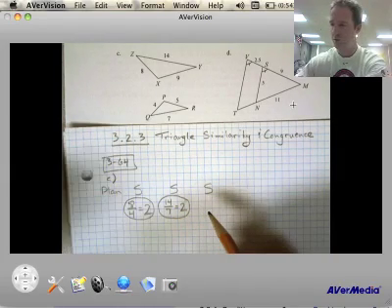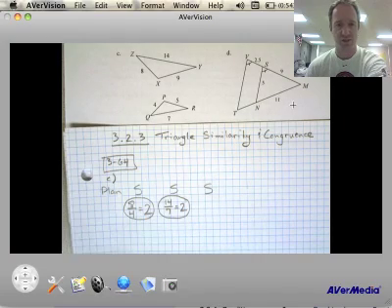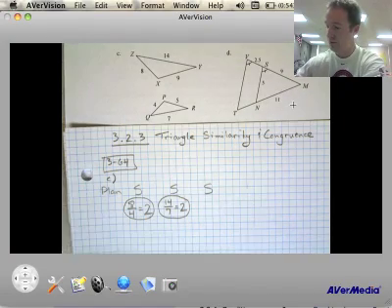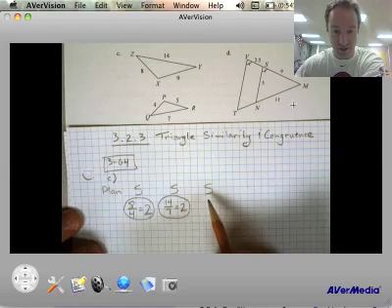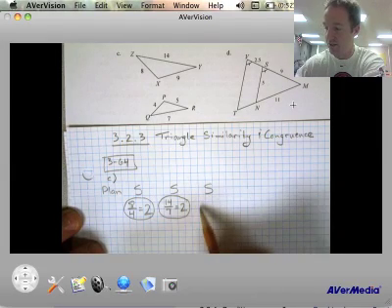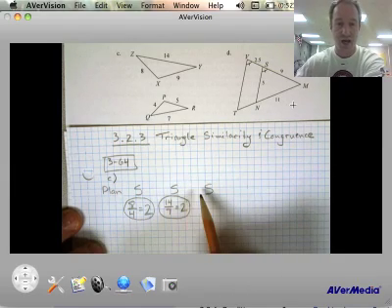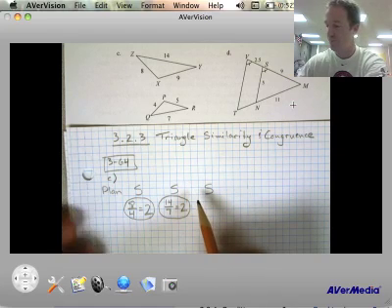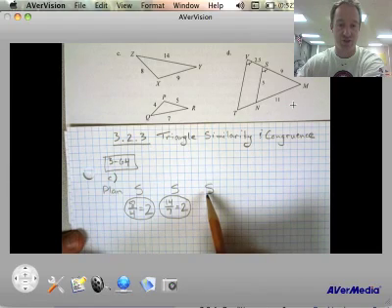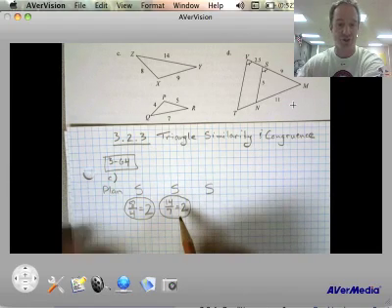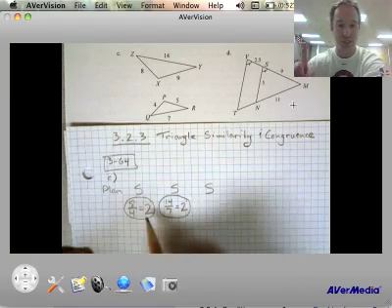Are we done? Can I automatically now say that they're similar? Well, no, because my plan says that we need 3 pairs of sides. See, I haven't written anything under this part of the plan yet. That's why we do this, to remind ourselves how much information we need to have. We need 3 pairs of side ratios that are the same. We have 2. We need 1 more.